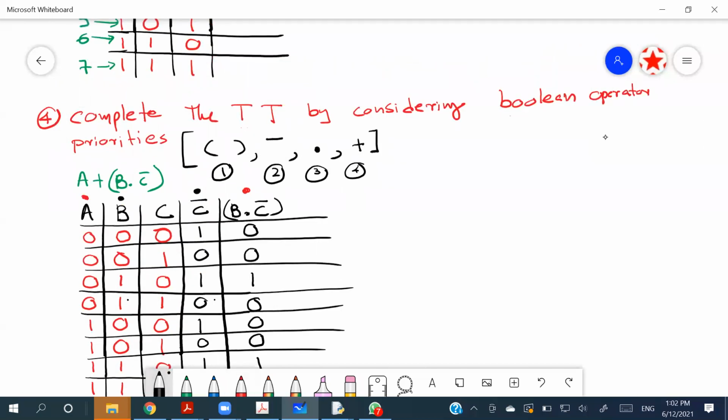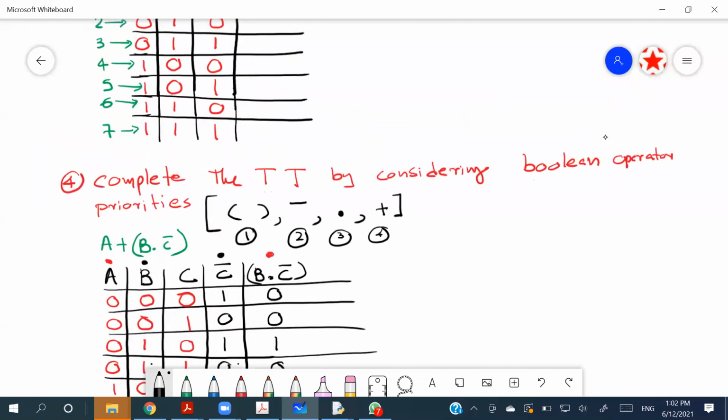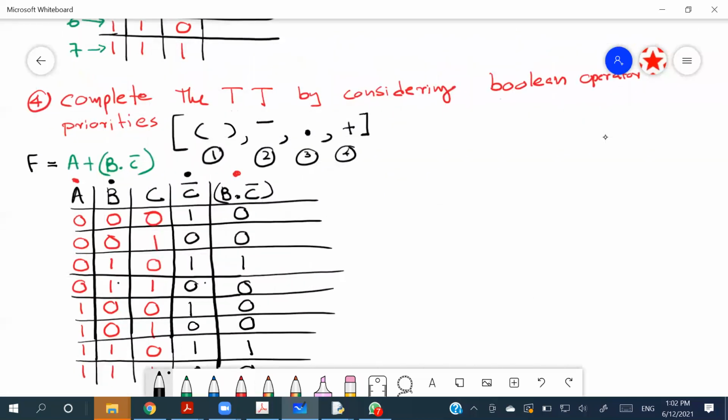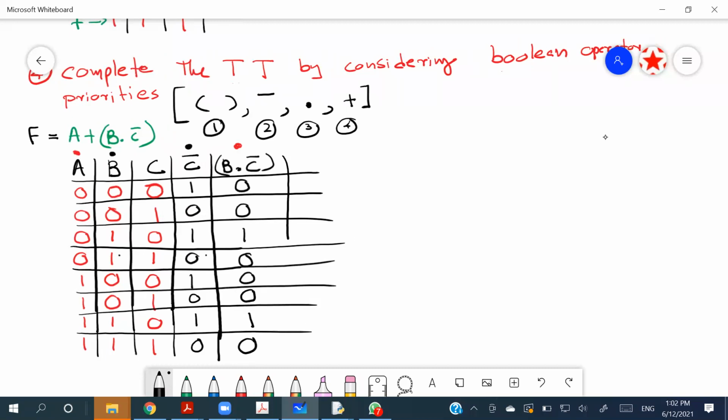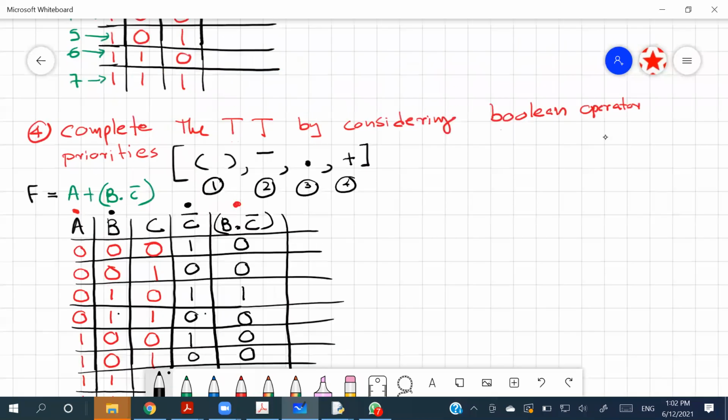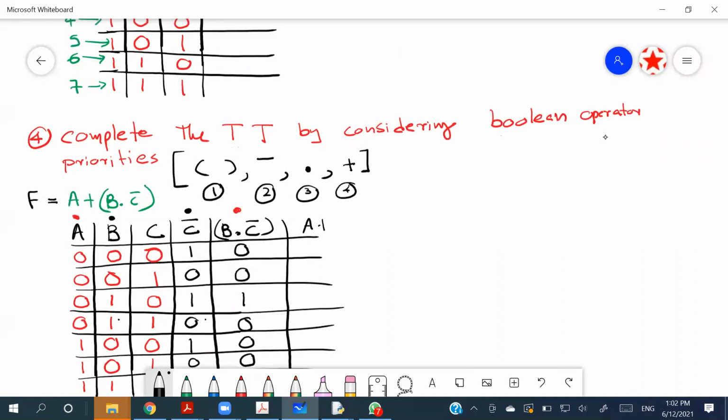So sometimes these expressions will be given like F equals kind of a thing. Then I can mark the output as F, but this time I'm going to mark it as the expression says, like A plus B dot C bar, right? So I am considering the columns which has red dot above, right?